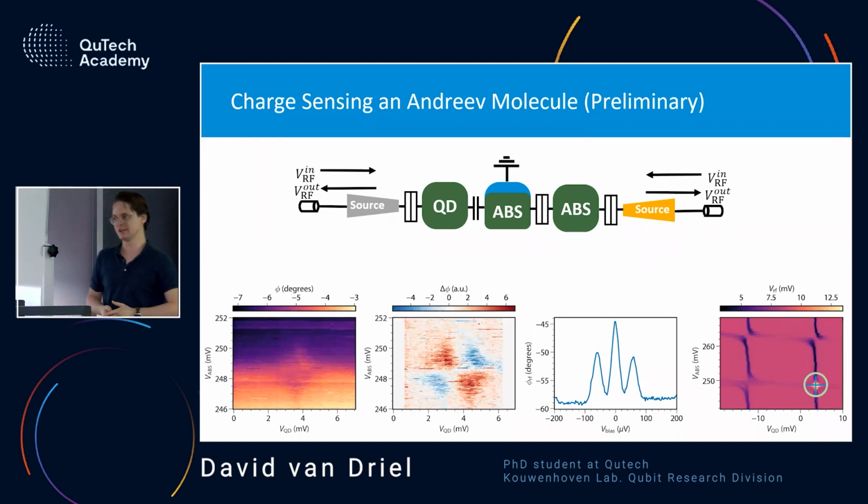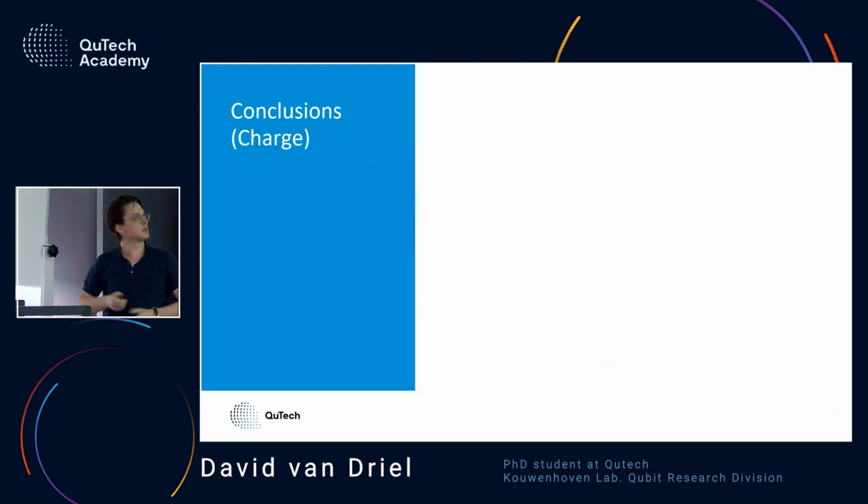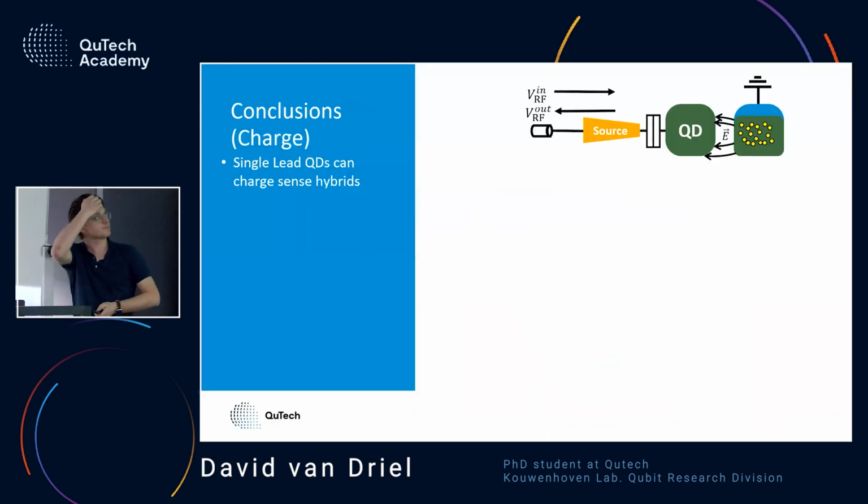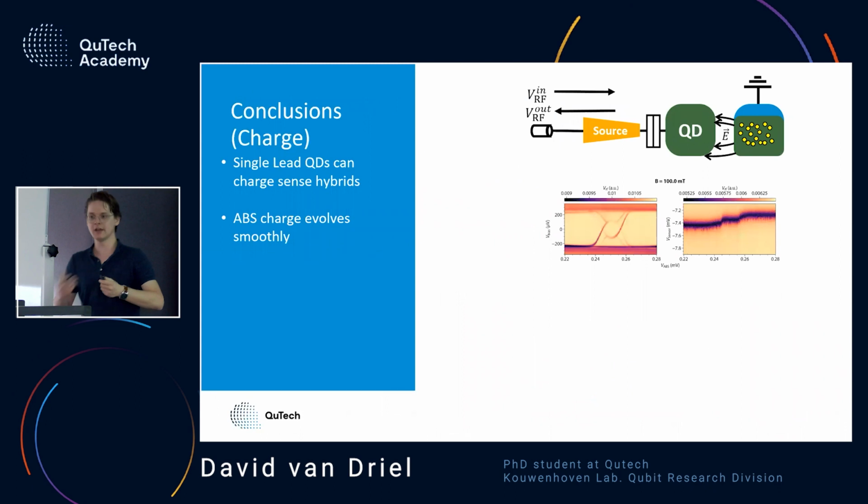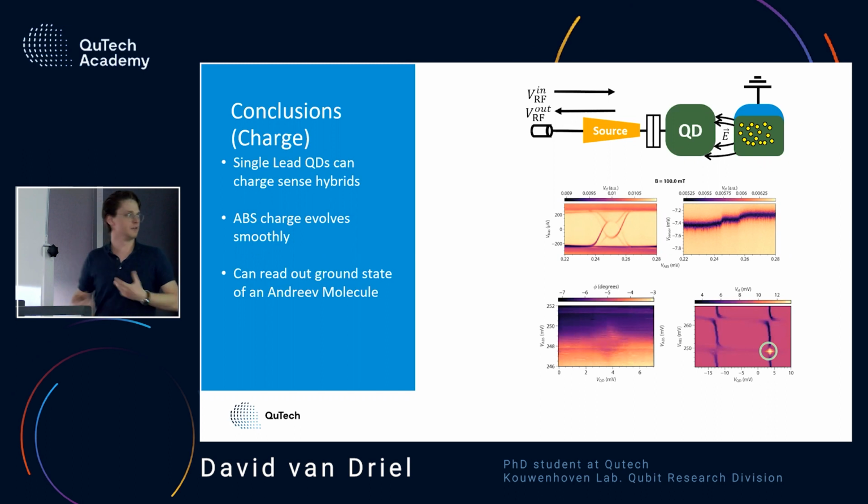At least I wanted to say most of this has been measured by Bart, which is very nice. Thank you. And this is just one cool application of what you can do with a typical spin qubit type of readout applied to hybrid systems, which is my personal biggest interest. So then I'd like to conclude about charge. A single lead quantum dot can actually charge sense hybrids. And an ABS charge can evolve continuously because of the continuously changing singlet ground state being a superposition of the 0 and the 2. And then finally, we can read out the ground state of an Andreev molecule with these two opposing type of interactions that you look for in a Kitaev chain.